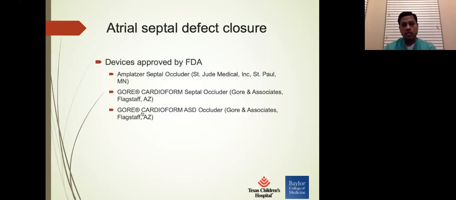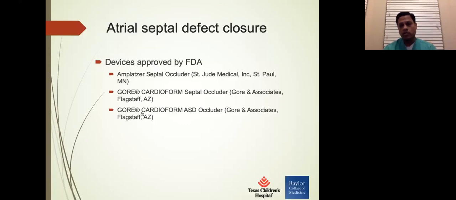One is the Amplatzer septal occluder, which was initially made by the Amplatzer company, which was bought by St. Jude and then eventually bought by Abbott. And then the Gore Cardioform septal occluder. There have been three versions of these devices. The first version was Helix devices, which is not available anymore. The second version was Cardioform septal occluder, and the latest version is Cardioform ASD occluder, which is most commonly used now. But both Cardioform septal occluder and ASD occluder are available in USA.